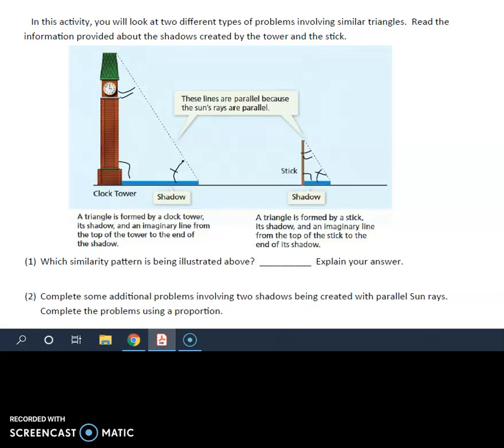So which pattern is being illustrated? The pattern is angle, angle, angle. The three angles are the same. So since the angles are the same in both triangles, the triangles are similar.